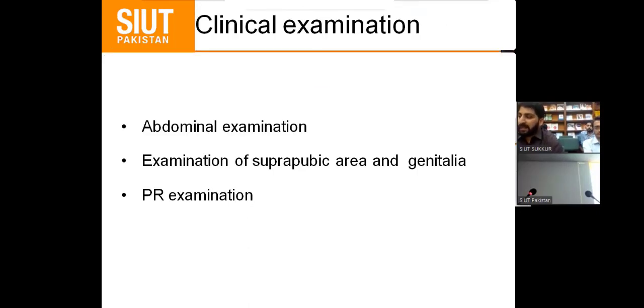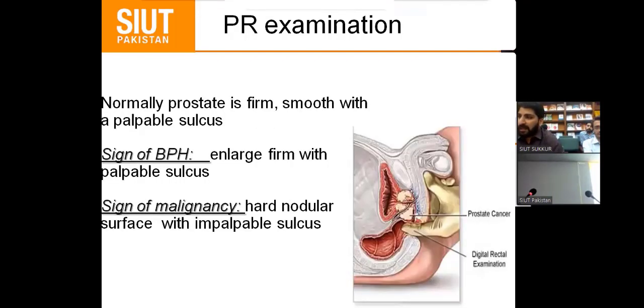And then comes the clinical examination that includes the abdominal examination, examination of the suprapubic area and genitalia, and PR examination. The PR examination, or DRE, digital rectal examination, is the simplest form of prediction of the volume of the prostate. But DRE gives a clear prediction of the volume of the prostate only when the volume is less than 50 ml. If the volume of the prostate is greater than 50 ml, then it may give false information about the size of the prostate. So the transrectal ultrasound has a superior value over the DRE.